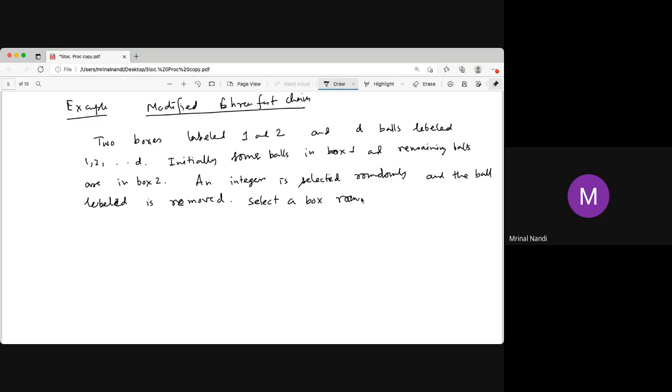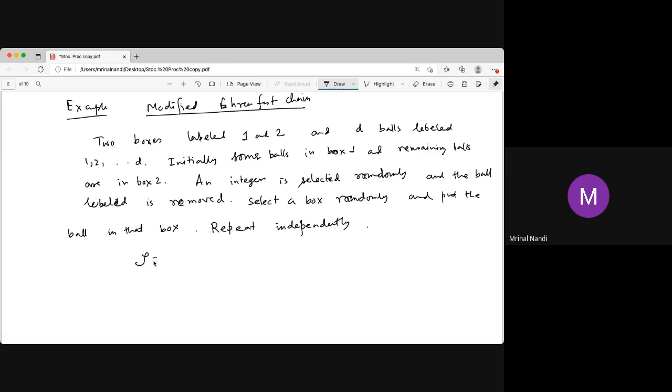So you first select a ball and then select a box randomly and put the ball in that box. If it's the same box, then it just replaces. If it's the other box, then it changes the box. And repeat this infinitely, independently also.